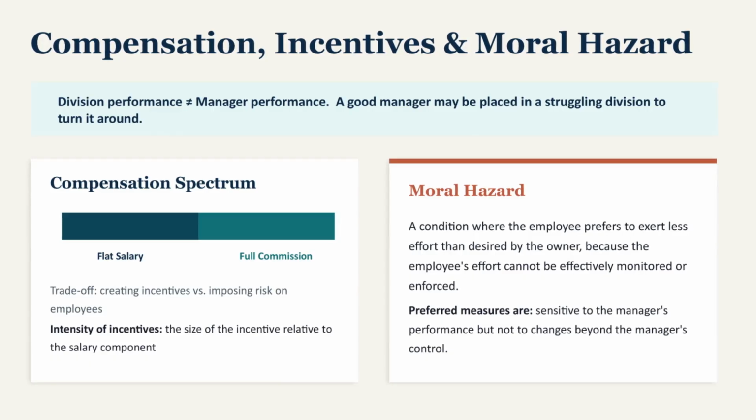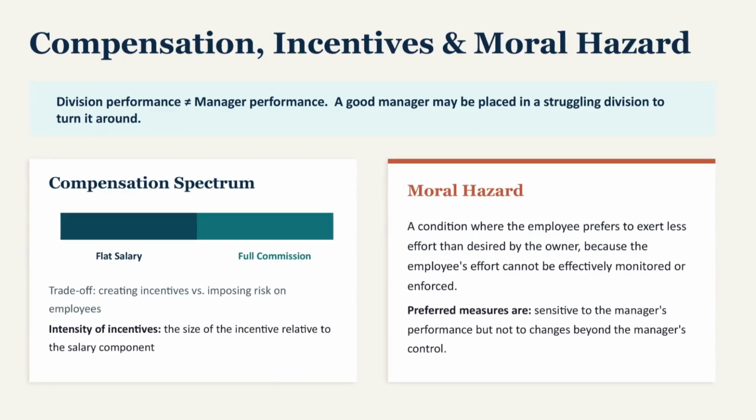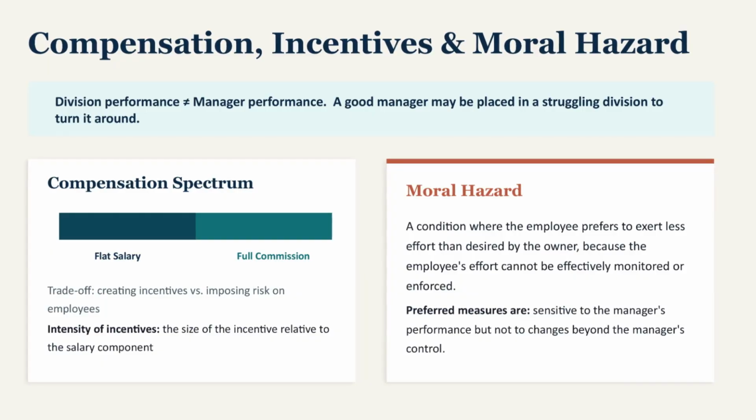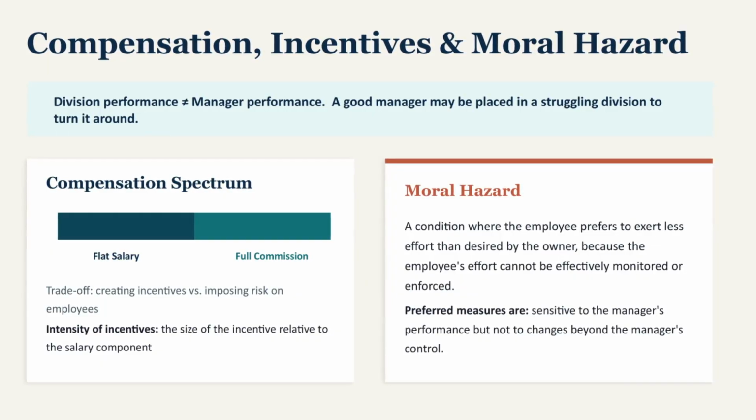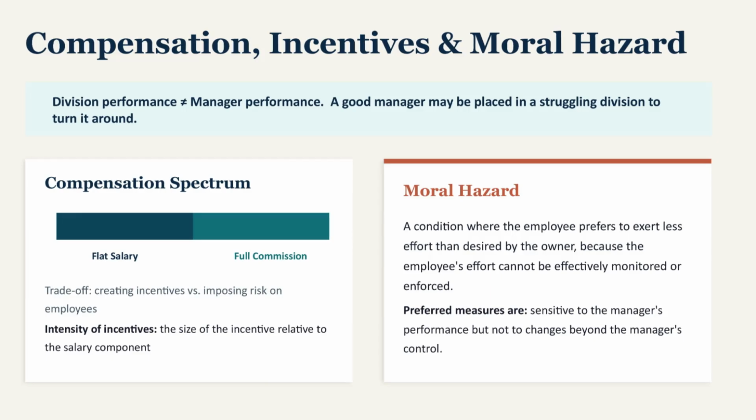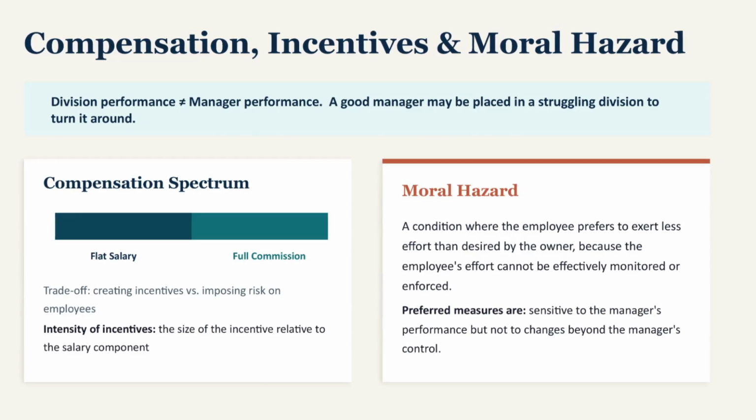Watch out for moral hazard. When effort can't be fully monitored, managers may underperform. Optimal metrics reward manager actions while excluding factors beyond their control.